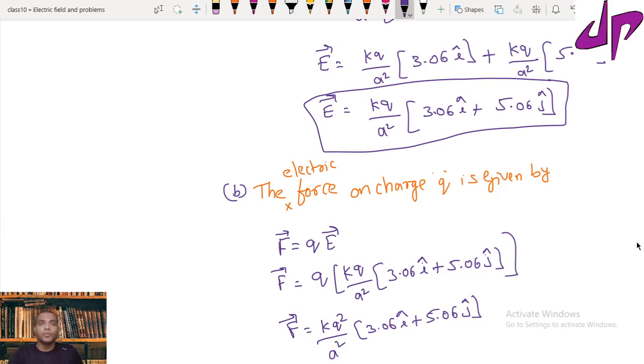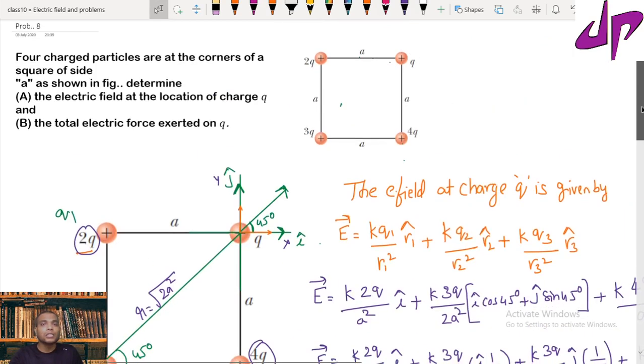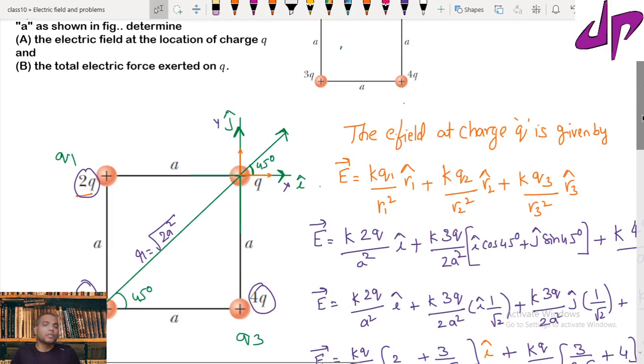So if you figure out the electric field direction, then it's easy to solve the rest of the things. So whenever you start doing these electric field problems, first figure out the corresponding magnitude and direction.